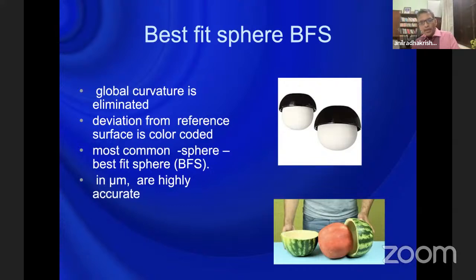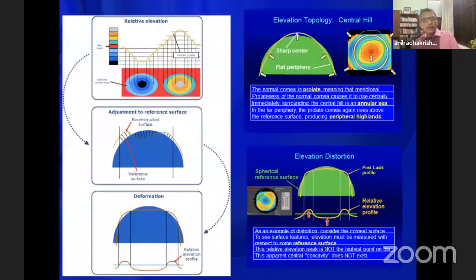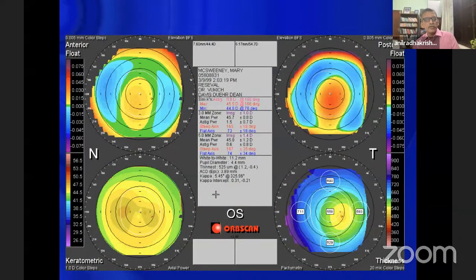If you think that this is a conical structure and you keep this shell over here, what will happen? The conical part will project above that surface, so that will be seen as red. While in the mid-peripheral areas, it will be short of it, so that will be seen as blue. I'll show in the image over here. In the first image on the left-hand side, you can see there is a central area corresponding to the red color. In the mid-periphery, you have a blue color. And in the extreme periphery, you again have red color. So this is the image of an OrbScan.